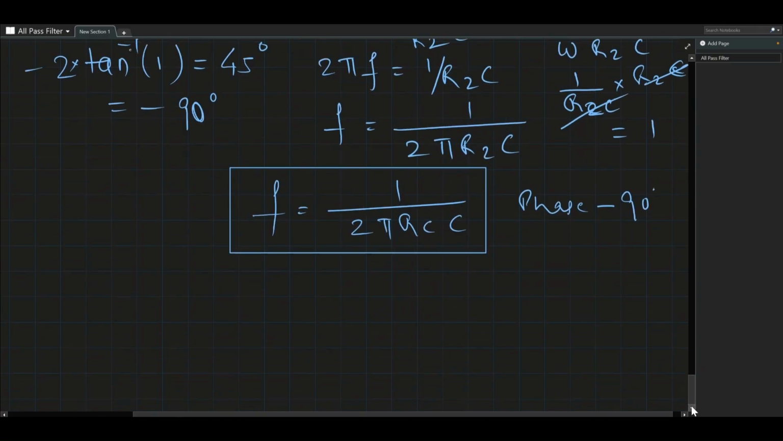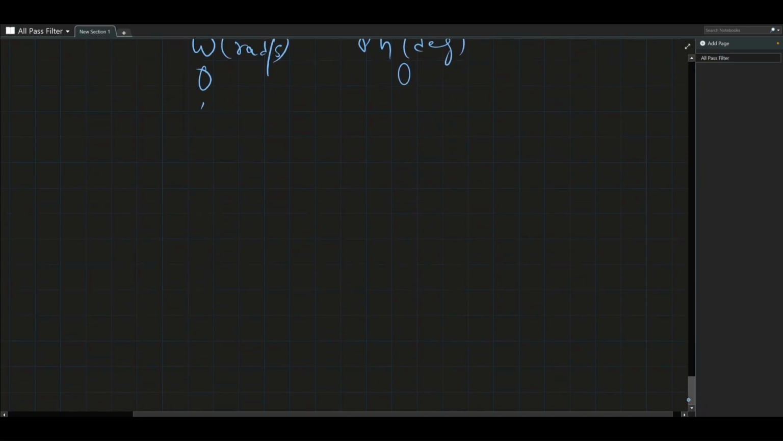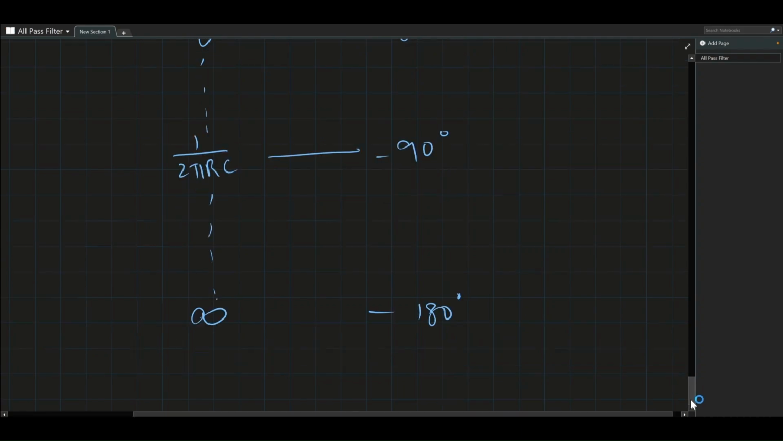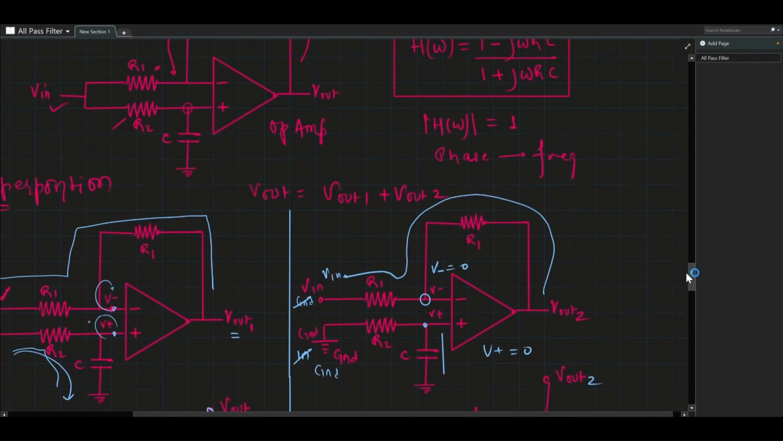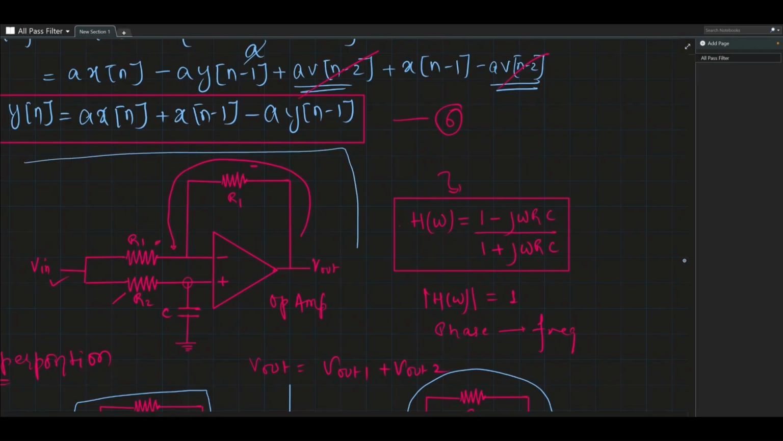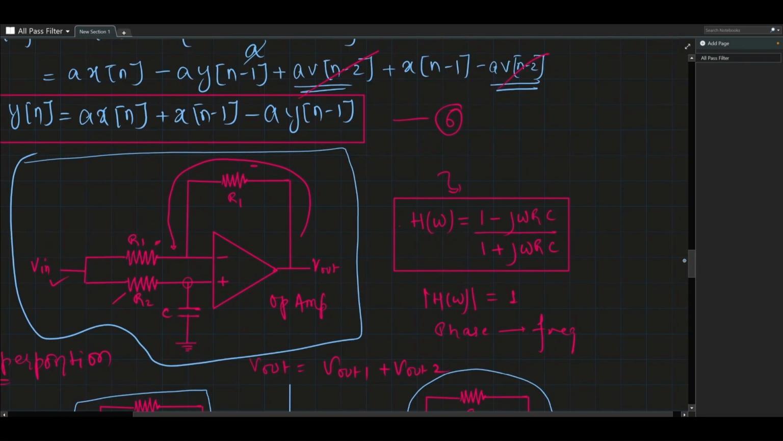Now if we keep increasing this omega, so omega and phase shift in degrees. If omega is 0 radians per second, phase shift is 0, and as it keeps increasing, at frequency 1 by 2πRC, this phase shift becomes minus 90 degrees. As it keeps increasing further, at some point it becomes a total of minus 180 degrees and it stops. So that's how we are getting that phase that we saw in the Python script. And now we are 100% sure that this circuit acts like a phase shifter, acts like an all-pass filter.